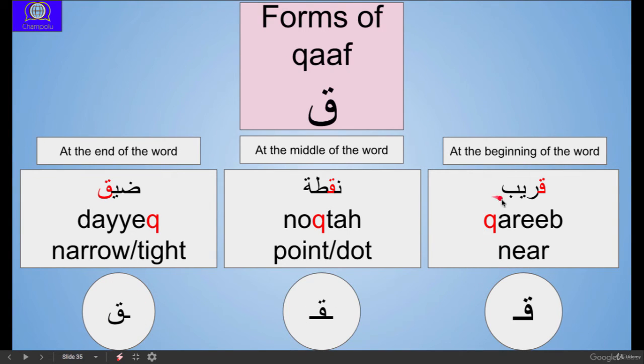So for example, for the word qarib, which means near or a relative, you'll find that the letter qaf takes the initial form, while for the word nuqta, which means point or dot, you'll find that the letter qaf takes the medial form. And for a word like dayiq, which means narrow or tight, you'll find that the letter qaf takes the final form.